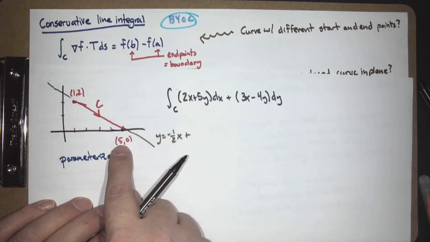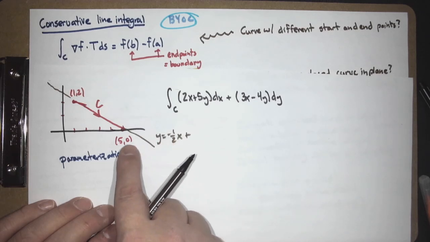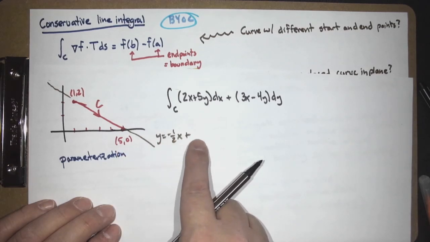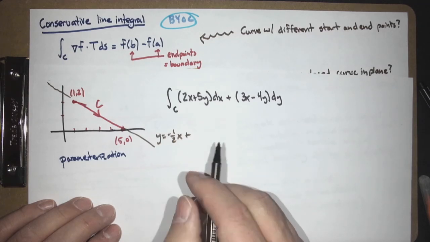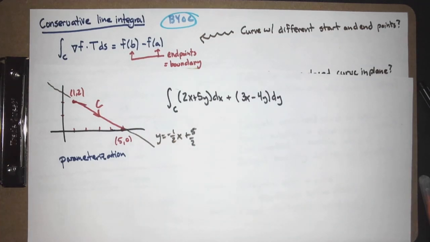Well, what happens when I plug in x equals 5? What should come out? So when I plug in 5, I get negative 5/2. What do I need to add to get to 0? 5/2. Now, if you had that, could you find a parameterization?